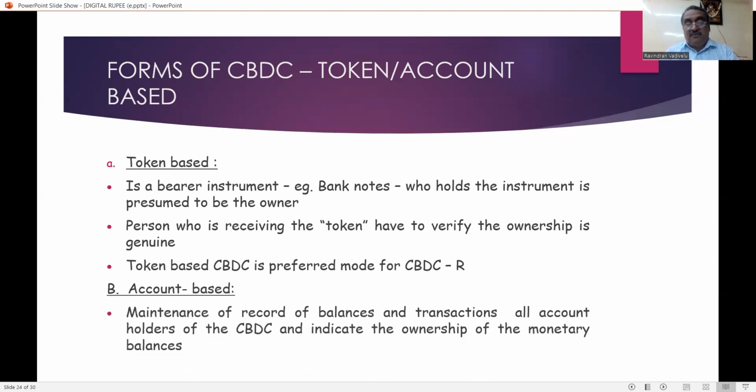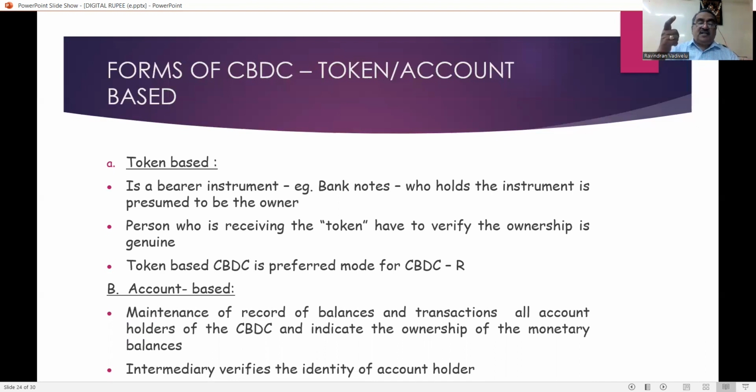And account based. What's account based? Maintenance of records of balances and transactions of all account holders of CBDC, indicating the ownership of the monetary value. So account based means in each and every account you can see who is the owner. There are two types: one is the token based system and the second one is account based. And the intermediary verifies the identity of the holder.